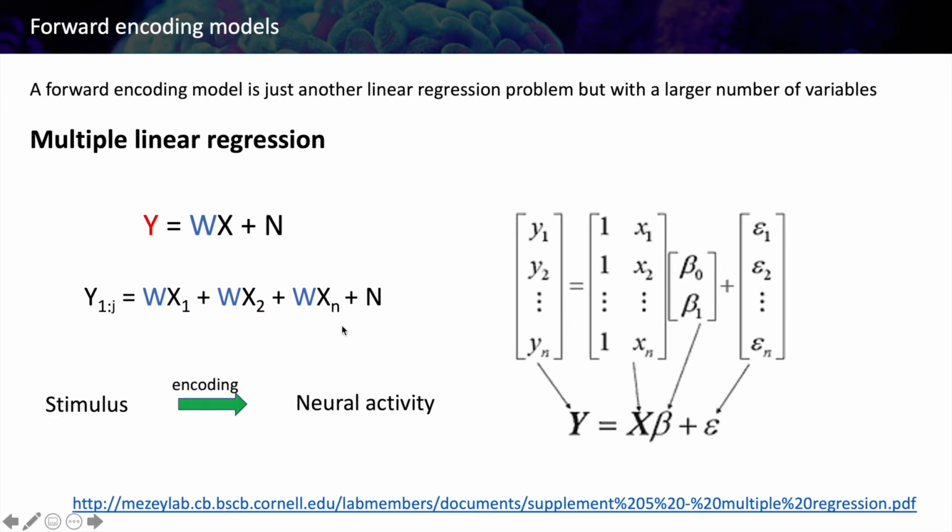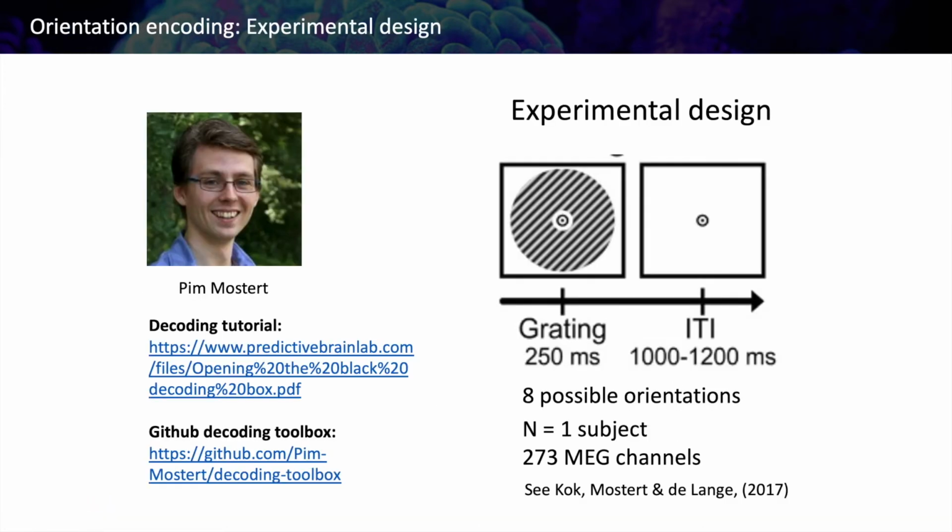So going from the stimulus to the neural activity, as we said in the previous course, is called encoding. And this is what we are going to do here, to find the underlying mathematical relationship between the activity that we measure and the stimulus that we are presenting. Okay, so in order to test the forward encoding models, we need some data.